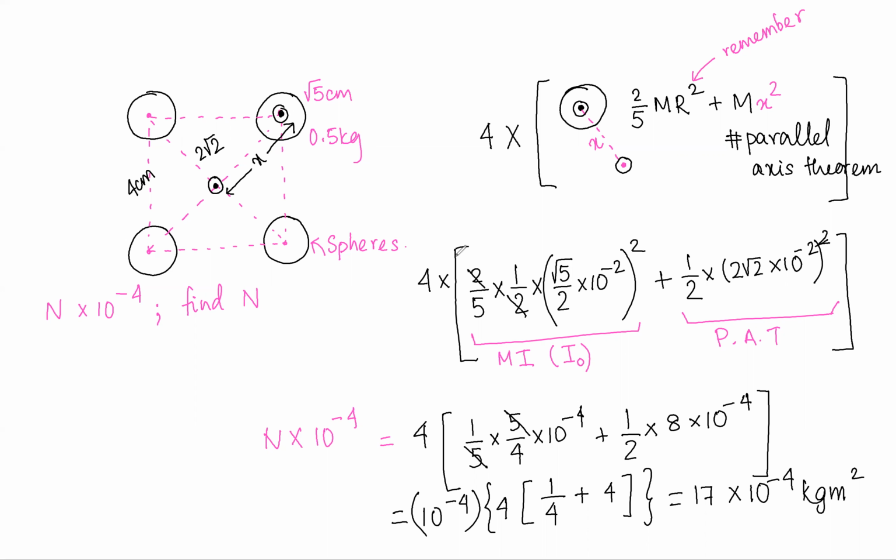And then why did I multiply by 4? Because all of my 4 spheres are identical to each other. So 4 times the moment of inertia of each sphere, 2 by 5 m r square, plus the mass, which is half, multiplied by the distance squared, which I found out is 2 root 2 centimeters. So I converted that into meters squared. I solved it, I compared it with what is given, and then I can conclude that the value of n is equal to 17.